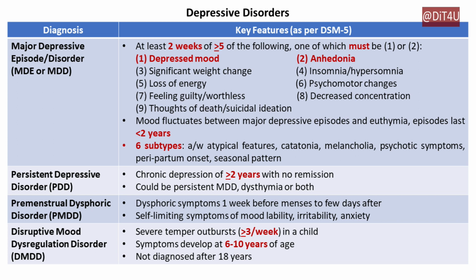So 5 or more of these should be present. Mood fluctuates between major depressive episodes and euthymia. Episodes last less than 2 years, because if it goes beyond 2 years, it is PDD, persistent depressive disorder.